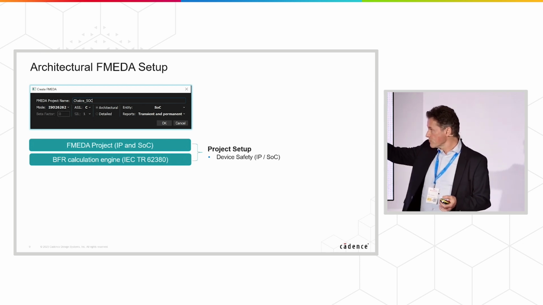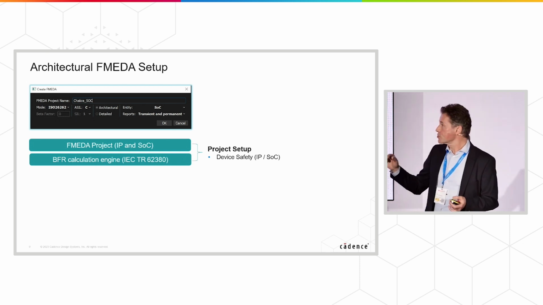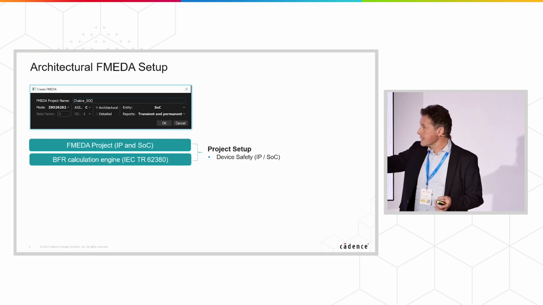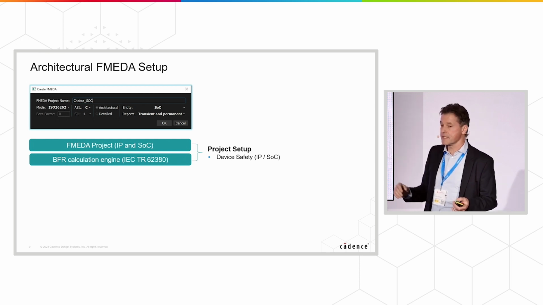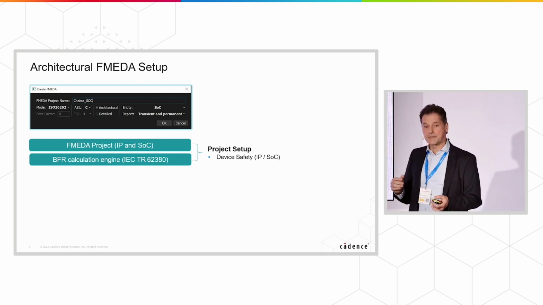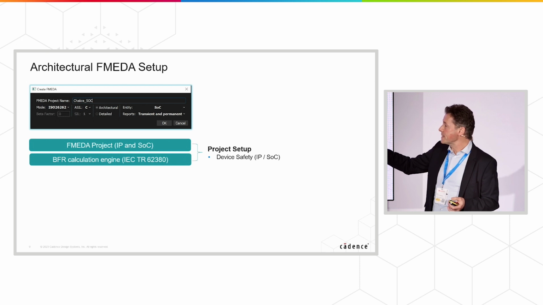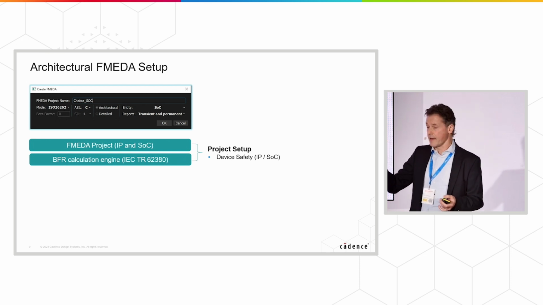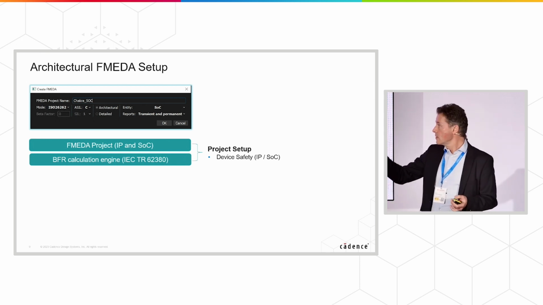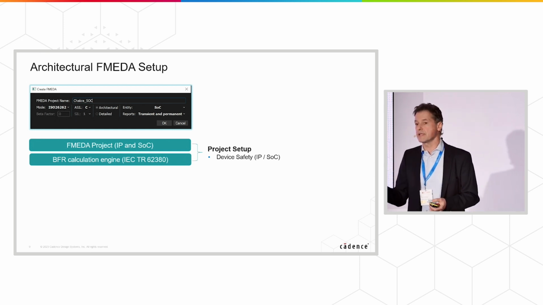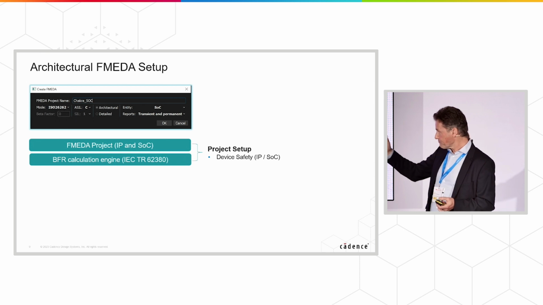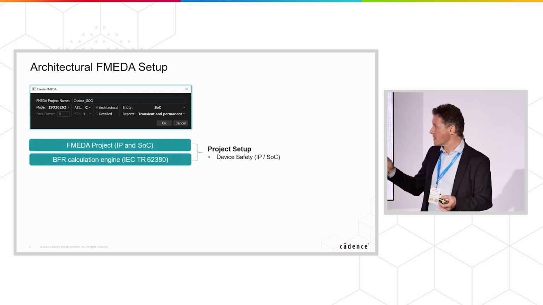So you can, first of all, define your project. You can even select whether it's an industrial standard for safety or an automotive standard like the ISO 26262. You can define your ASIL level. You can even define at what level you would like to do this FMEDA. Is it IP level? Is it SoC level? Is it system level? That's the project setup.